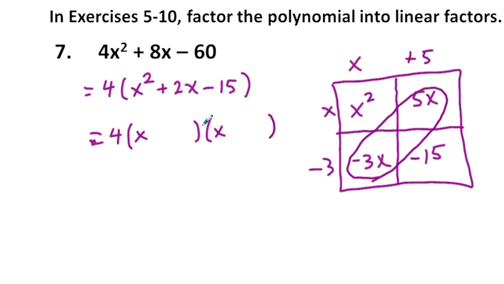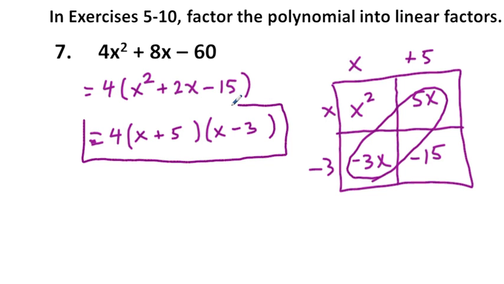So our factors are going to be x plus 5 times x minus 3. And if we wanted to, these are linear factors. Let's just keep the x out there. We could put the x back in there with the x and multiply, but we'll just leave it like this. Two linear factors.